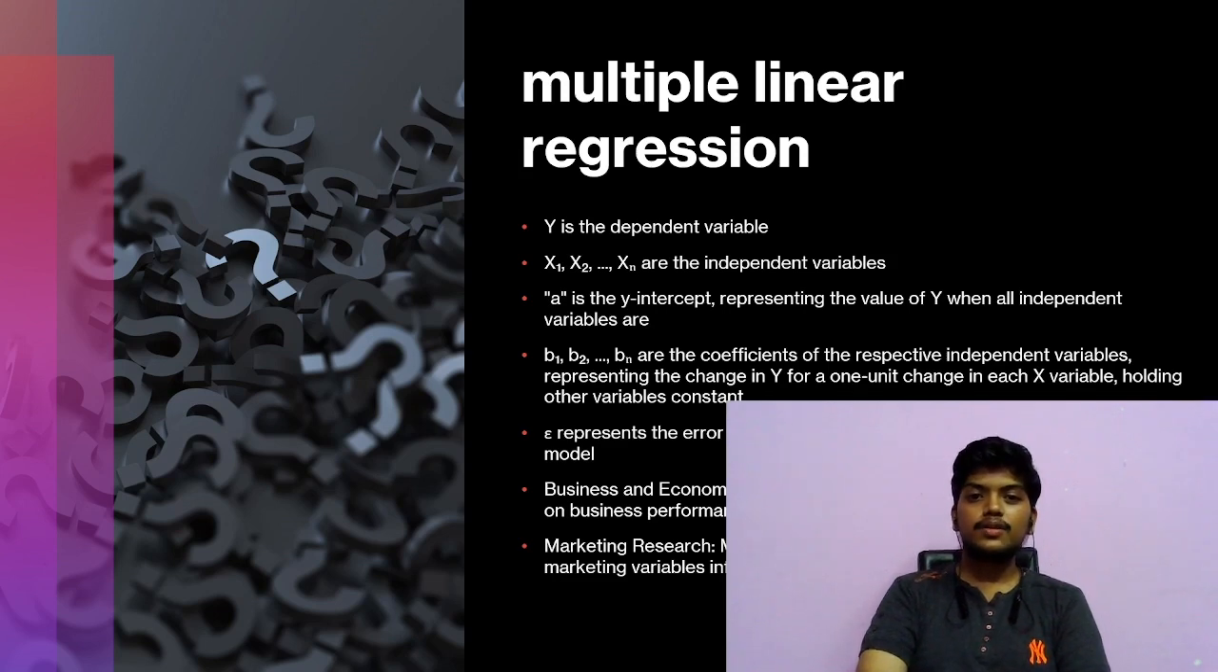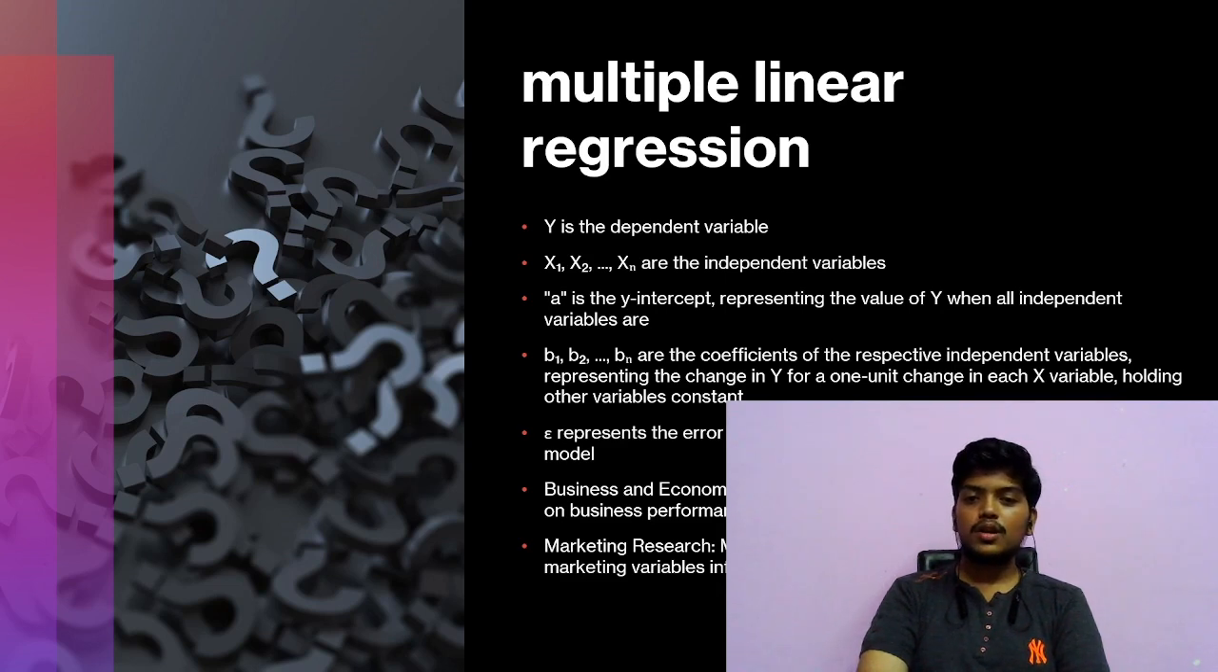Multiple linear regression. Y is the dependent variable, x1, x2, and so on up to xn are the independent variables. A is the y-intercept, which represents the value of y when all independent variables are zero. B1, B2, and so on up to Bn are the coefficients of the respective independent variables, giving the change in y for one unit change in x variables, holding other variables constant. E represents the error term, accounting for variation not explained by the model.